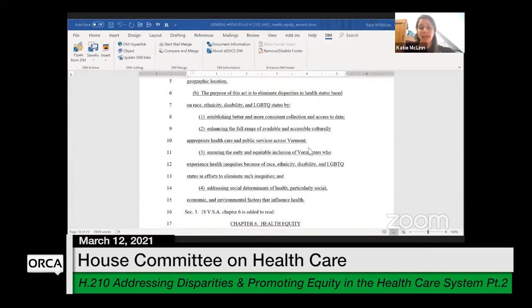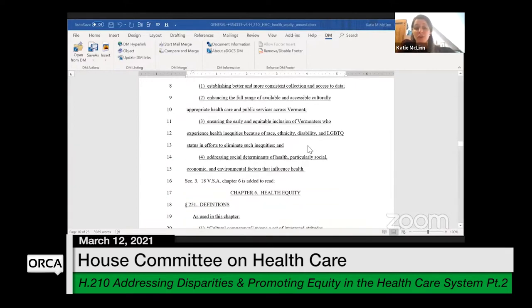But when I say here in section three that we're moving into creating a new chapter, what I'm saying is that in Title 18 that governs all of health, it's broken into chapters, and we're creating within that title a new chapter on health equity. And we're anticipating that this is something that will be long lasting and referred back to frequently.